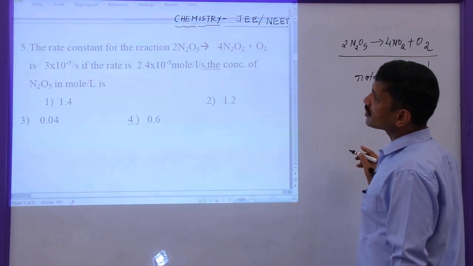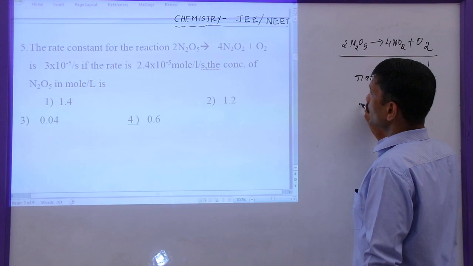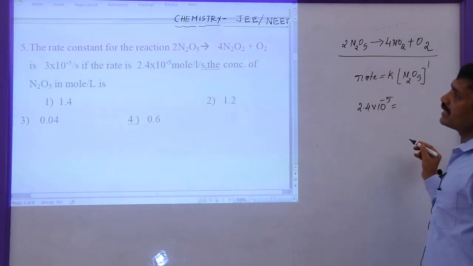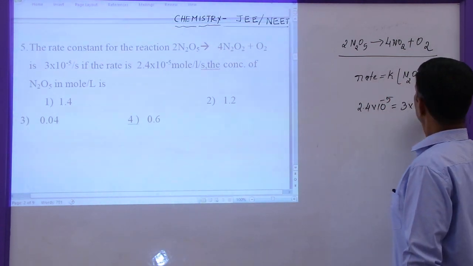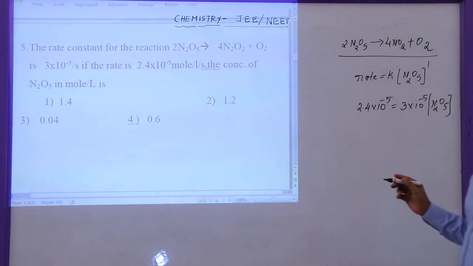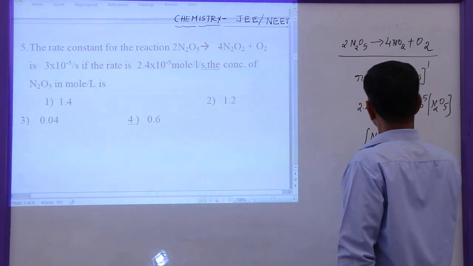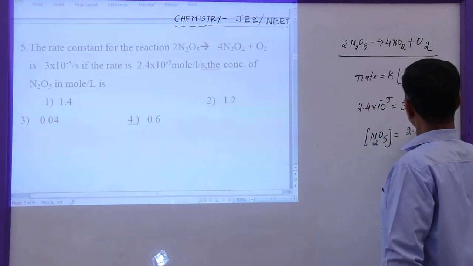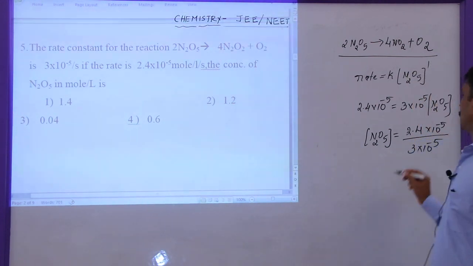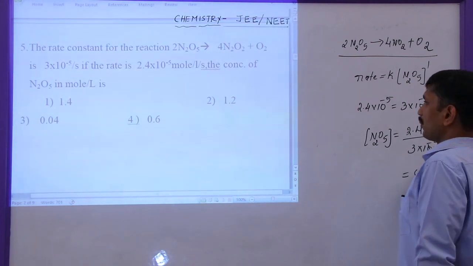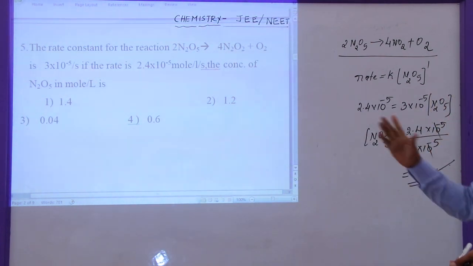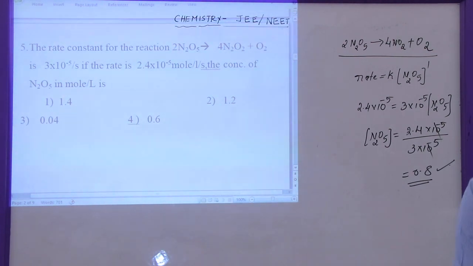So here the rate of the reaction is given as 2.4 into 10 to the power minus 5. The rate constant of the reaction is 3 into 10 to the power minus 5. What is the concentration of nitrogen pentoxide? Concentration of N2O5 is equal to 2.4 into 10 to the power minus 5 divided by 3 into 10 to the power minus 5. It will be cancelled, so the answer is 0.8. But here the approximate answer given is 0.6, so the fourth option is correct. Okay, next problem.